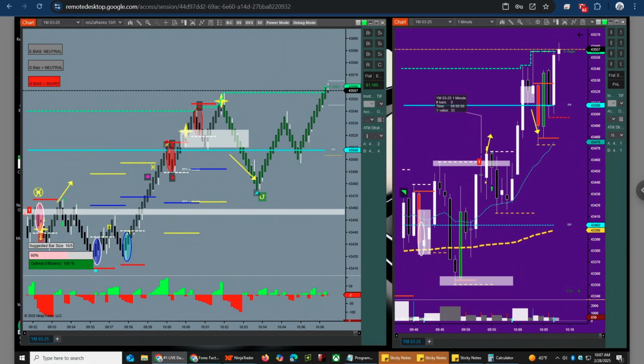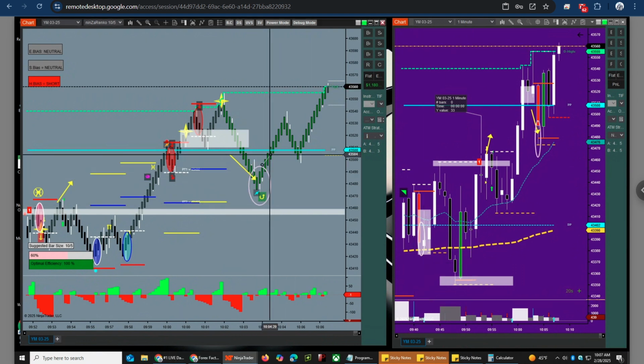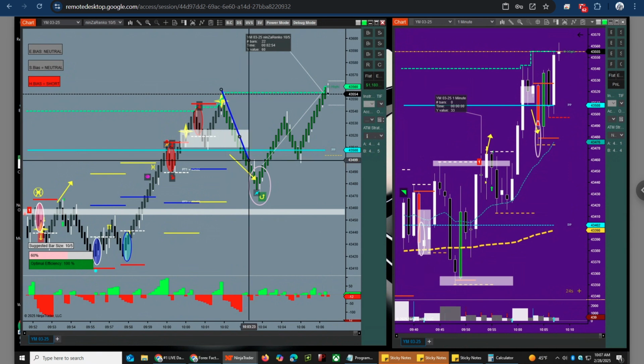Okay. Just a quick note. Notice how that power signal ate right through the pivot point. It just went all the way to the top, creating a perfect triangle.